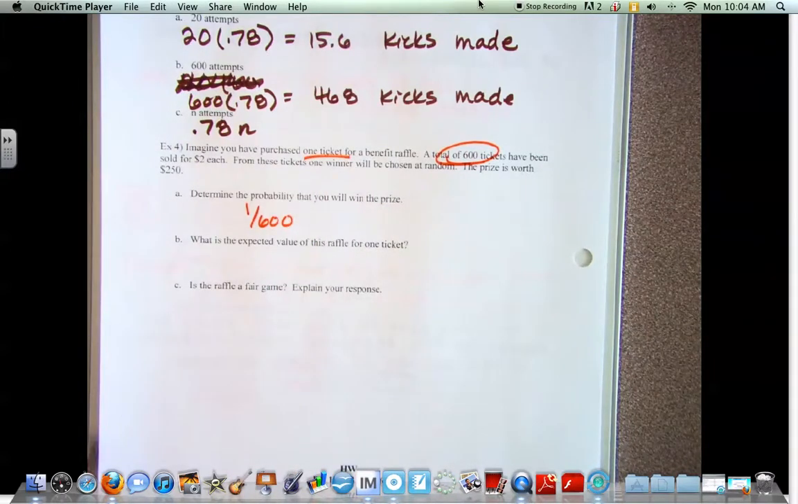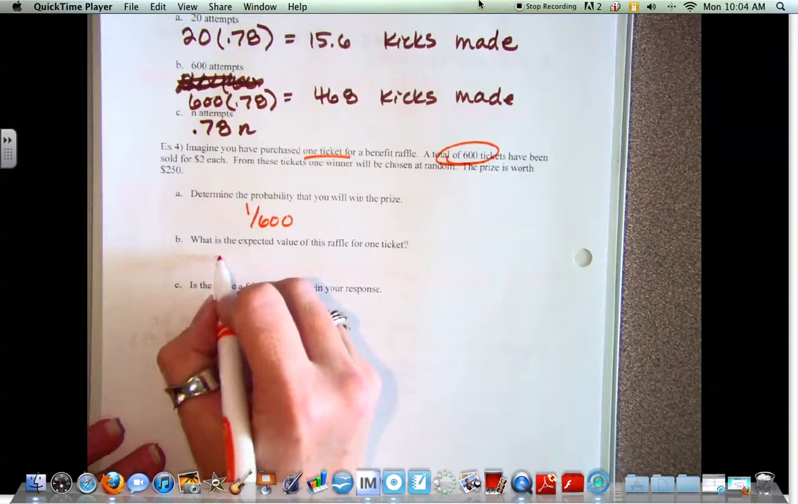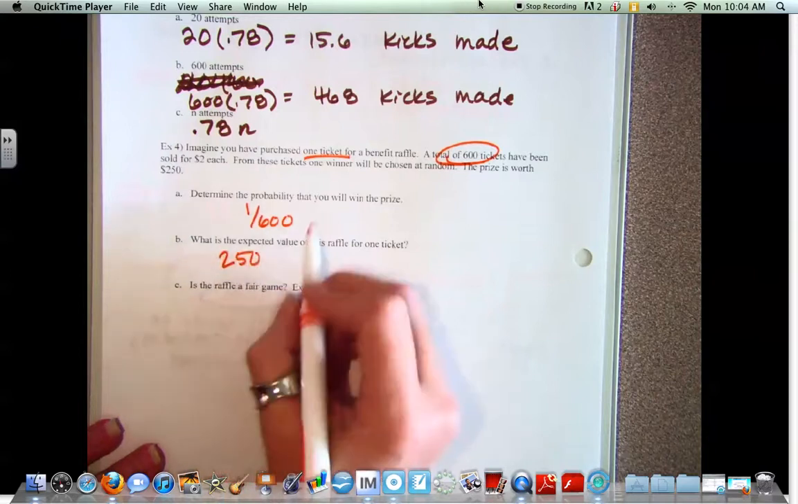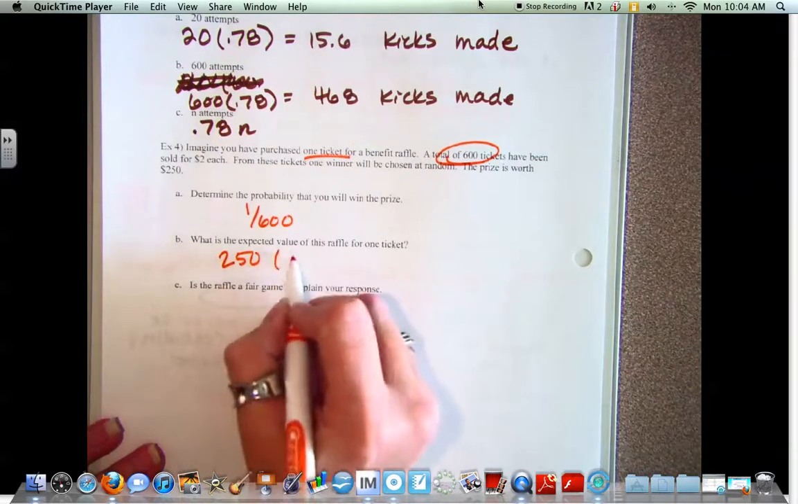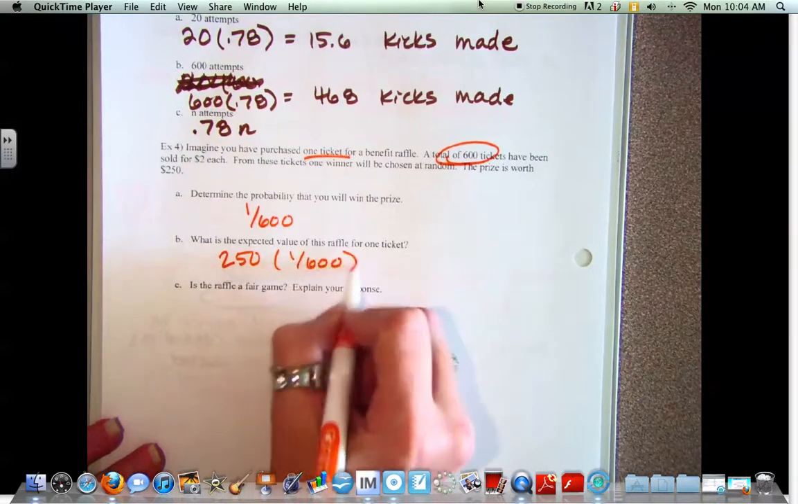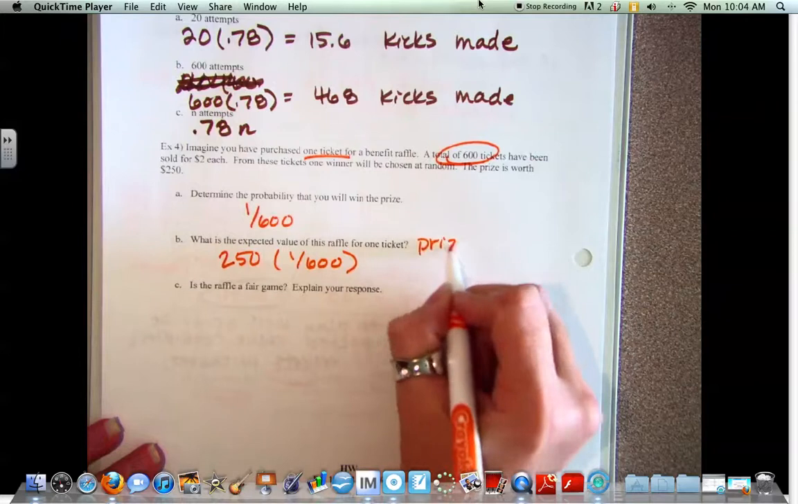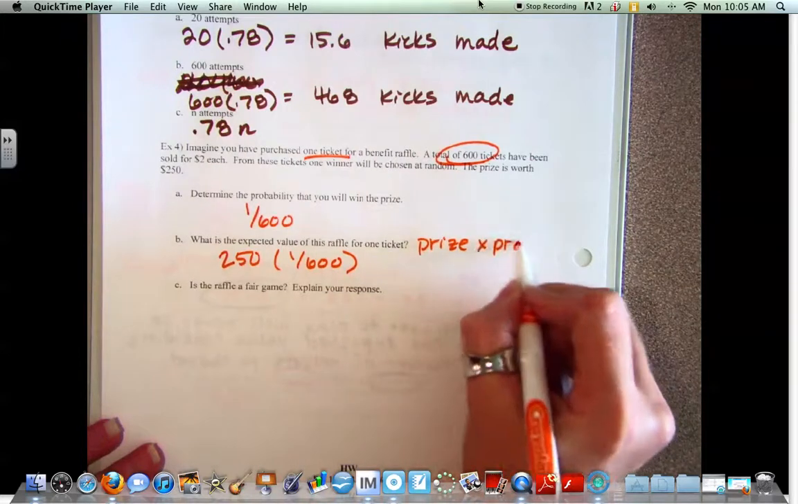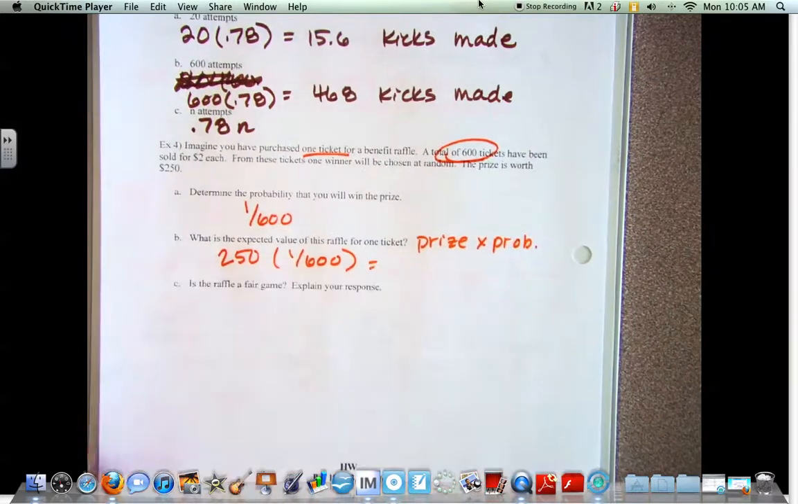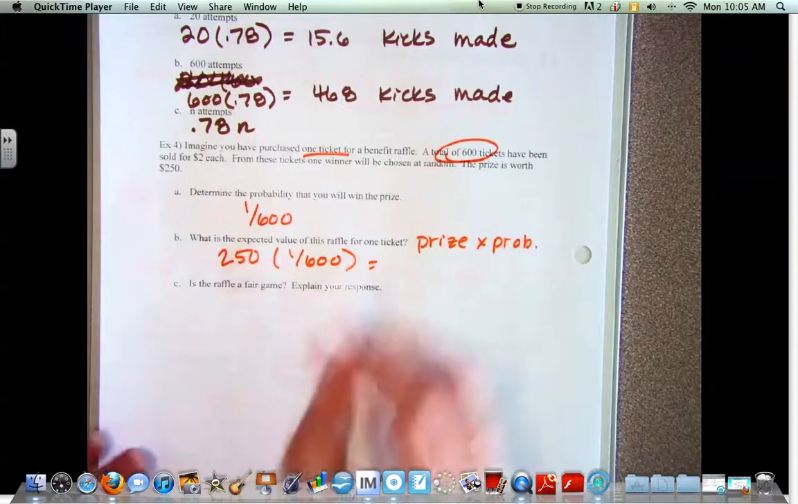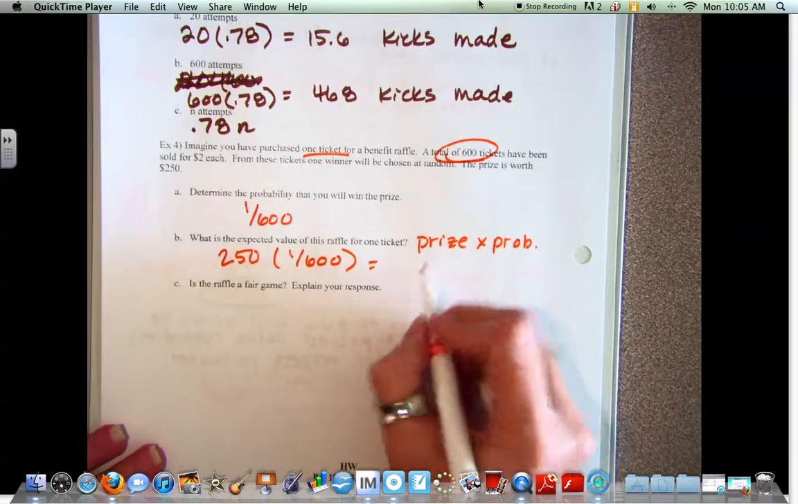So the expected value is 250 times 1 divided by 600, because it's your prize times your probability. And that equals the expected value, which is 0.42.